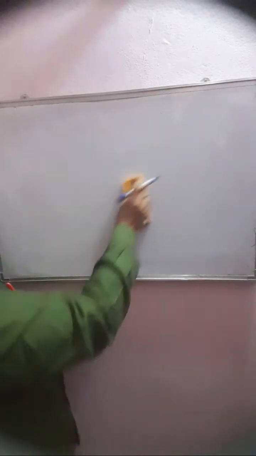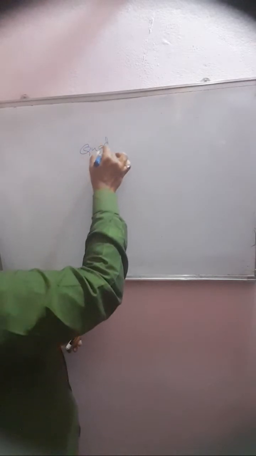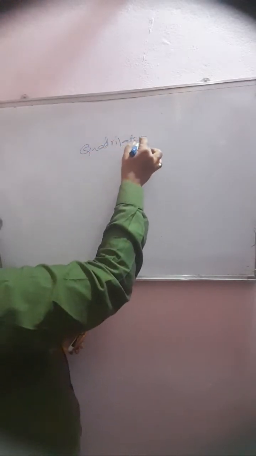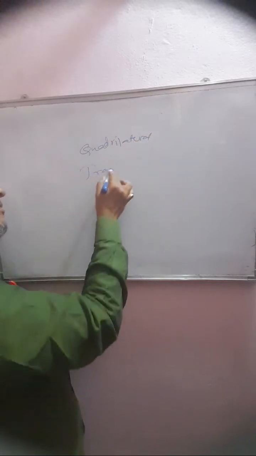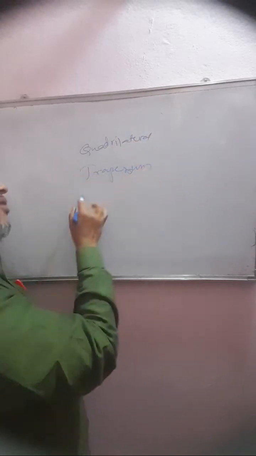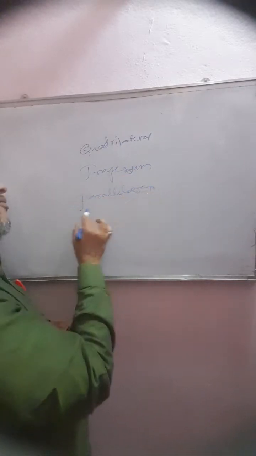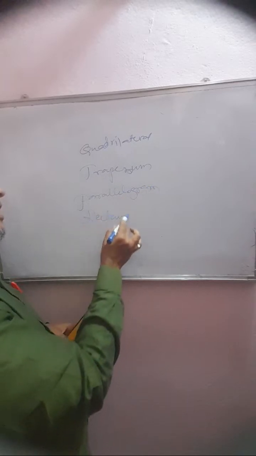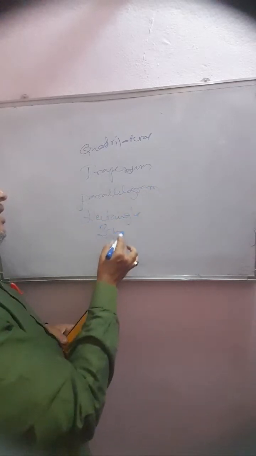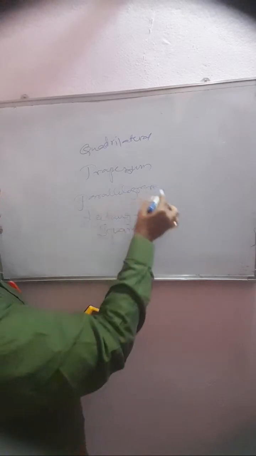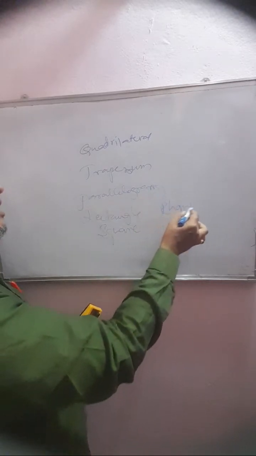So children, with this we completed the concept of quadrilateral in 7th class. So once again I will explain what is quadrilateral. After that, what is trapezium, and what is parallelogram, and what is rectangle, square, and here a separate wing rhombus, and here kite.